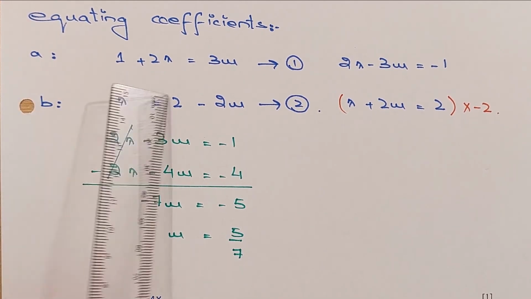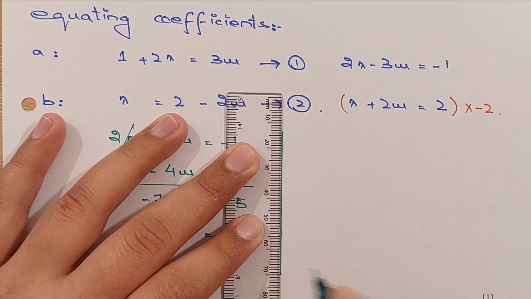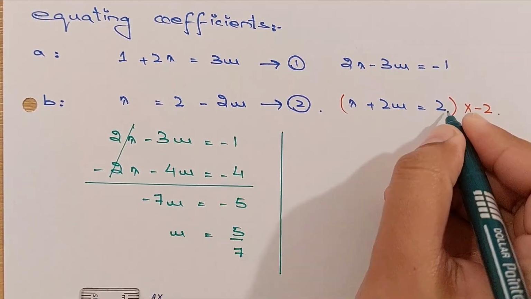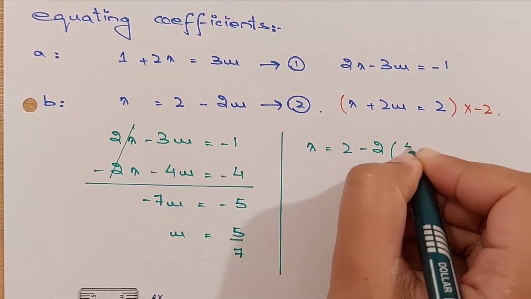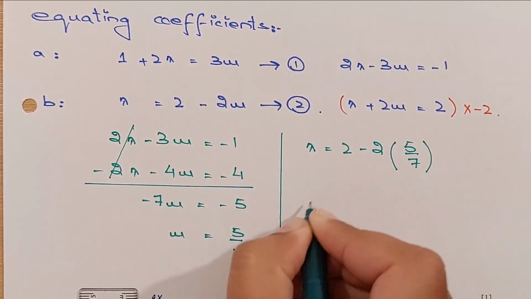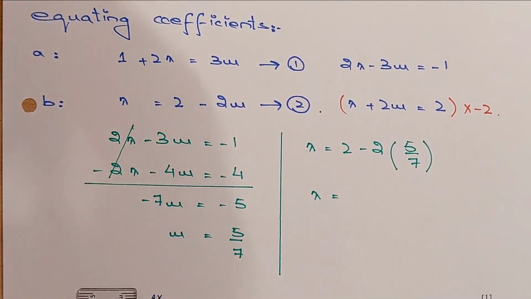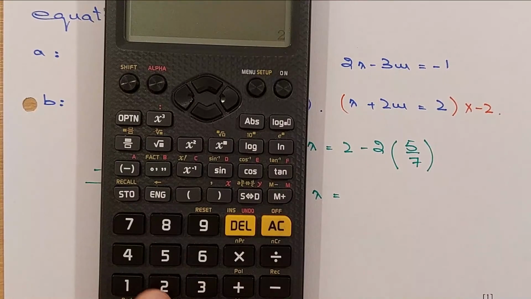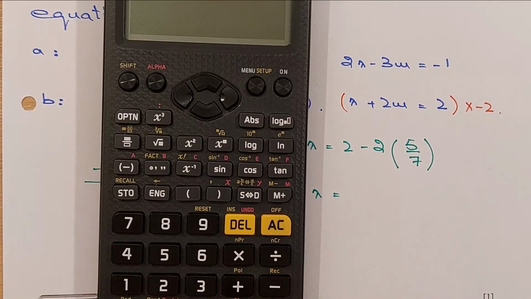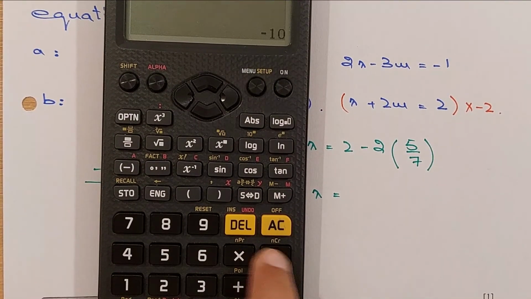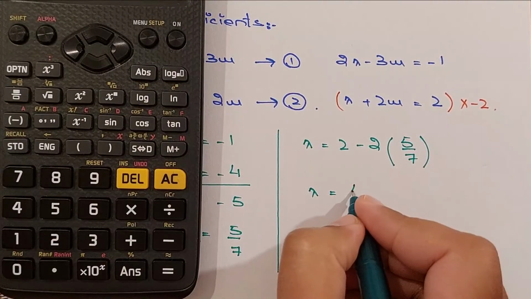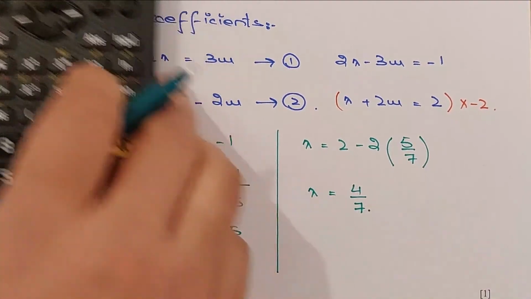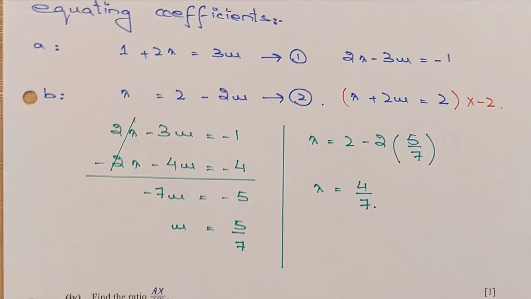Now let me solve for lambda. Putting into this equation, lambda equals 2 minus 2 times mu, that is 5 by 7. Lambda equals 2 minus 2 times 5 divided by 7, which is 4 by 7. So lambda is 4 by 7 and the mu value is 5 by 7, right?